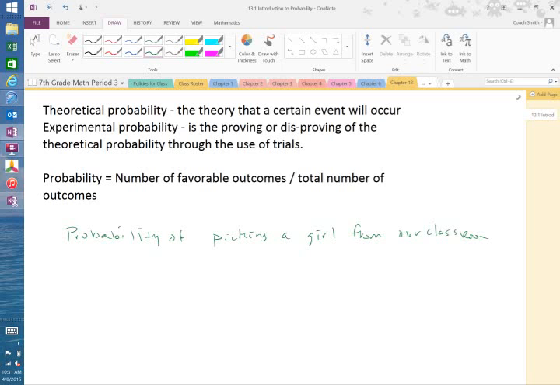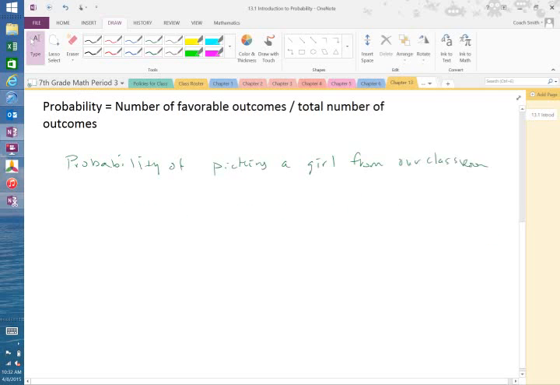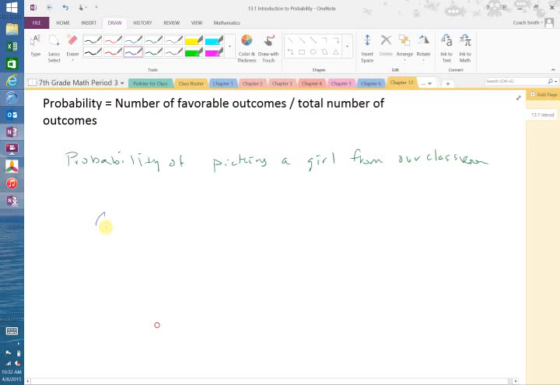So we have 1, 2, 3, 4, 5, 6 girls. You have 6 girls in the classroom. Then we need to know how many boys we have. We have 1, 2, 3, 4, 5, 6, 7, 8, 9, 10. We have 10 boys. Thank you for your little sarcastic comments. So you have 10 boys, you have 6 girls.